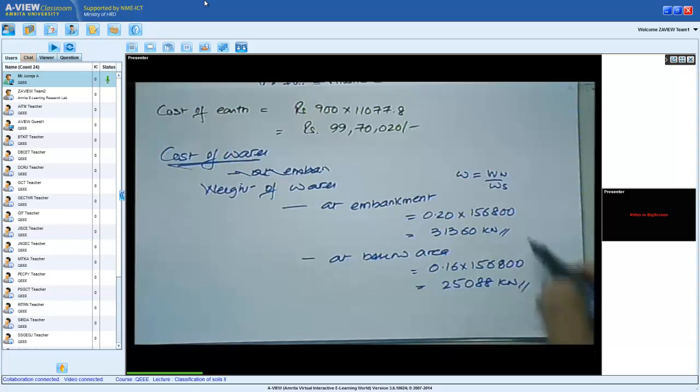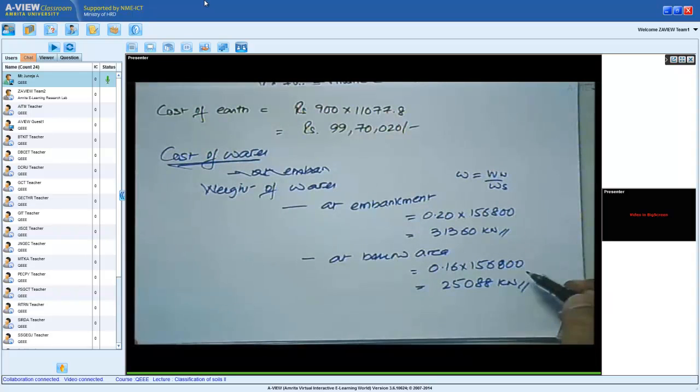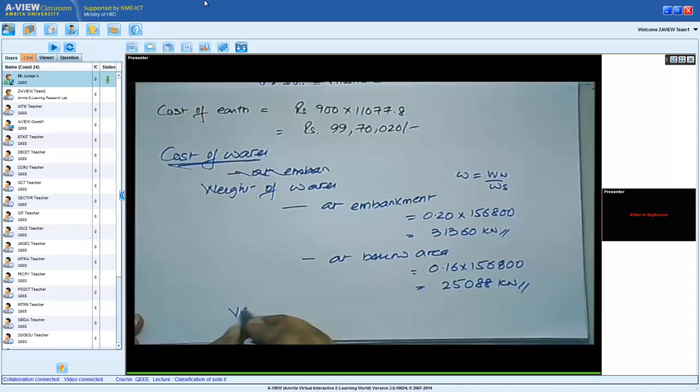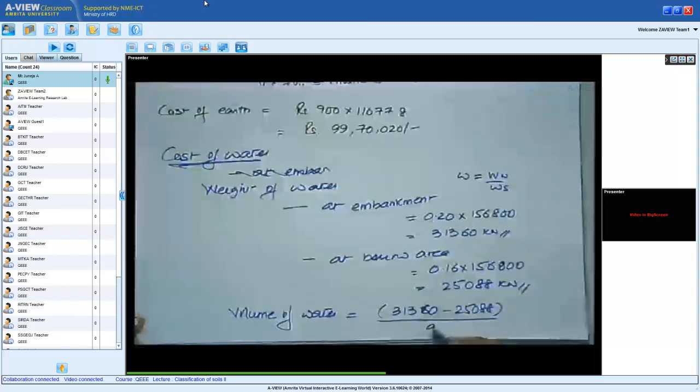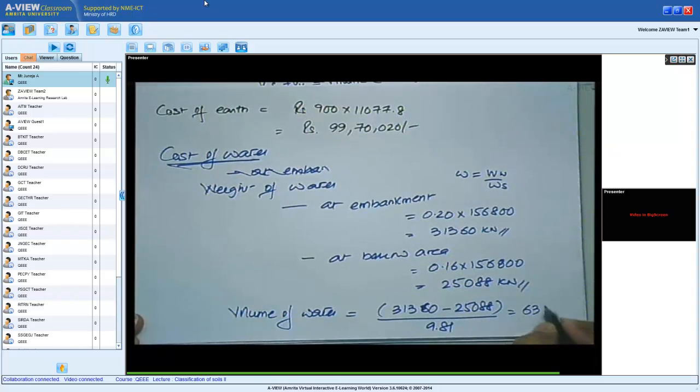So the water required will be the difference between the two, and if I divide this difference by 9.81, it should give me the volume. So the final volume of water equals the difference, which is 31360 minus 25088 divided by 9.81. If you plug in the numbers, you should get something like 639.35 meter cube.